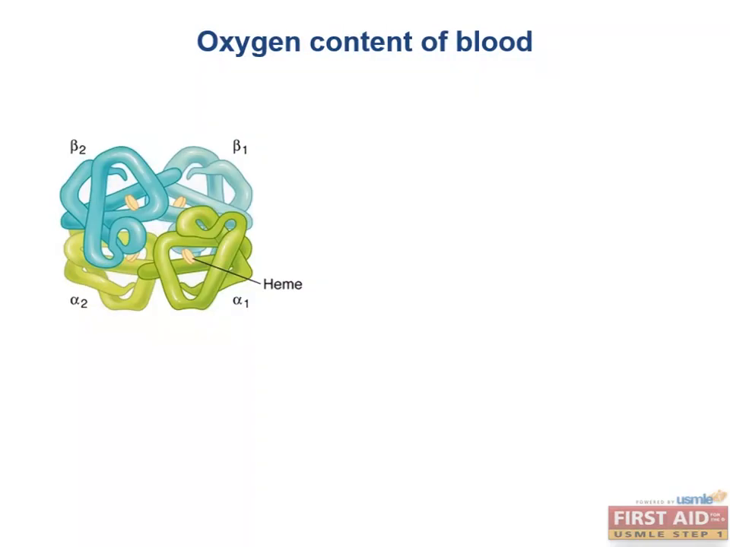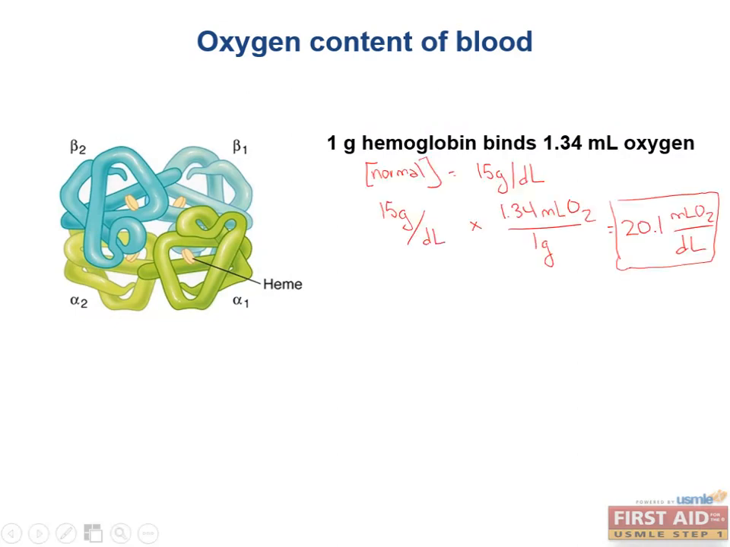Next, let's talk about oxygen content in the blood. As you know, oxygen in blood is either bound to hemoglobin or dissolved in the serum. But where is more oxygen carried? Bound to the hemoglobin. Normally, 1 gram of hemoglobin binds 1.34 milliliters of oxygen. Assuming a normal concentration of hemoglobin to be 15 grams per deciliter, how much oxygen is bound to hemoglobin? Doing the math, the answer is about 20.1 mL per deciliter.